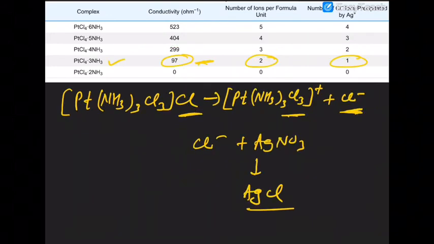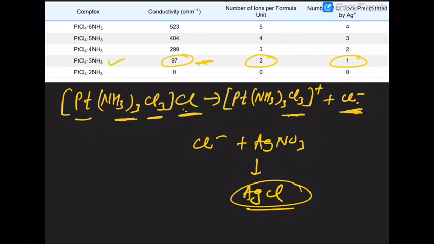Now if you look at this example once more, it is platinum, with 3 ammonia and 3 chlorine. So it is triamminetrichloridoplatinum(IV) chloride. When it undergoes dissociation in water, the chlorine outside the sphere will give you chloride ion, and the species inside will give you the cation. When you add silver nitrate to the chloride ion, you will get a white precipitate of AgCl. Are you sure about that?